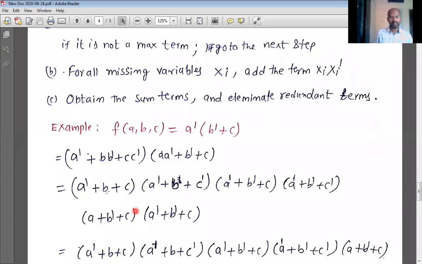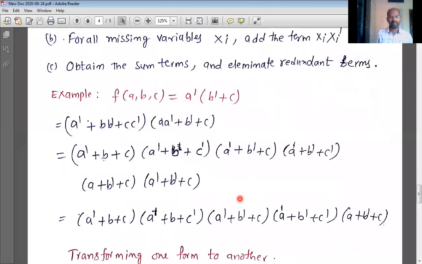Right? So now we got each term as a max term here. It is a max term because all the literals are involved here. Each and every term that we see in this line is a max term, and their product is the canonical product of sums.